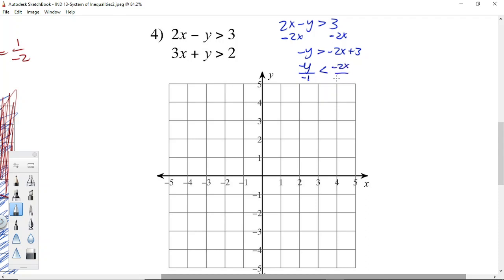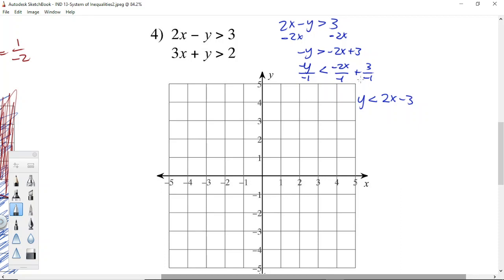Negative 2x divided by negative 1 and plus 3 divided by negative 1. So everything's divided by negative 1. And let's see what we get. y. Oh, and we flipped the sign to less than, like we needed to. It was greater than. So you have y is less than negative 2x over 1. It turns out to be positive 2x minus 3. Okay, so that's that one.